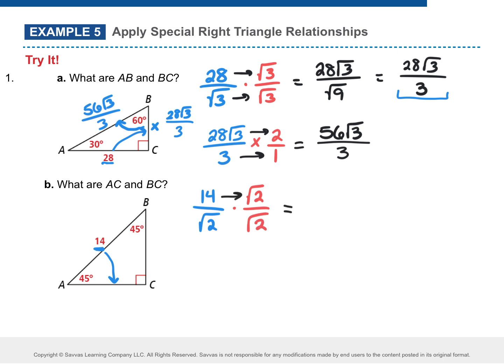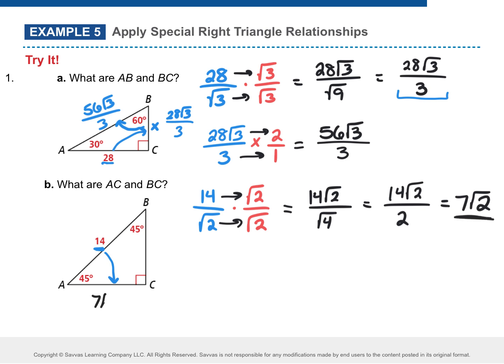When you multiply straight across, what do you get? 14 square root of 2 over square root of 4. I can't do anything with 14 square root of 2, but what's the square root of 4? 2. What's the last thing we got to check? Yep, what's 14 divided by 2? 7, and then we have square root of 2. What did that give us? Gave us both legs. Yep, 7 square root of 2 for both legs. Good.